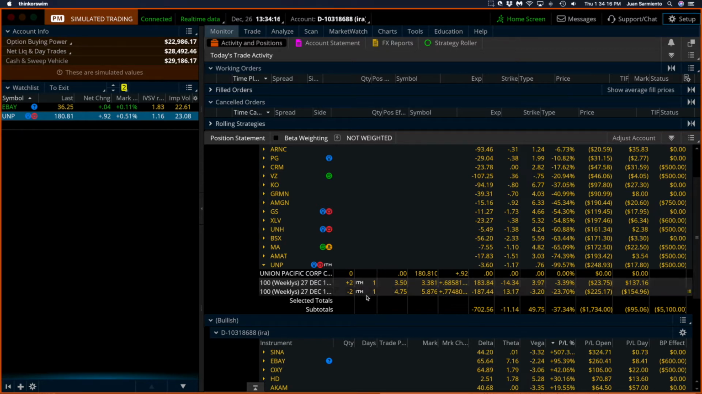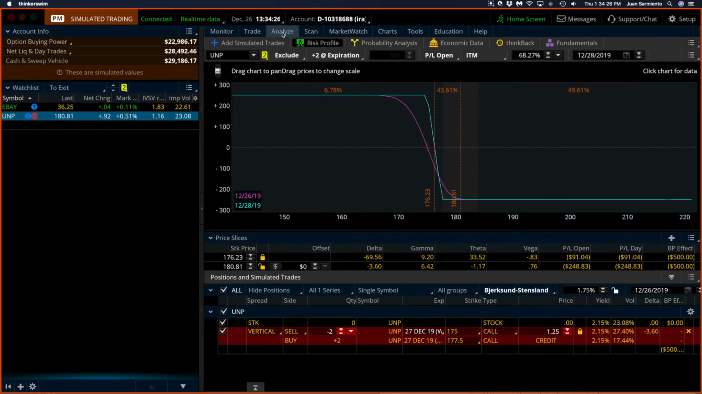And here we have 2 in the money. So they will cancel each other automatically. And let's take a quick look. The stock is trading at 180.81 and my options are 175 and 176.5. So they will both cancel each other.